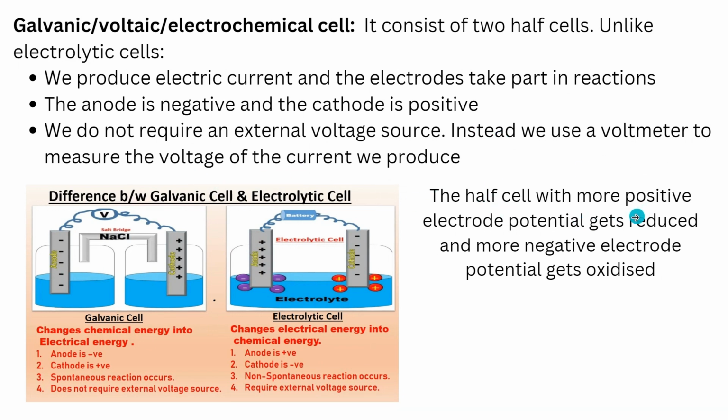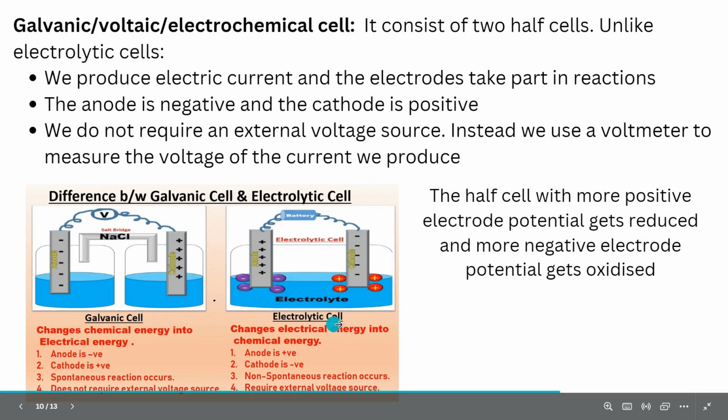The half cell with more positive electrode potential gets reduced and the more negative electrode potential gets oxidized. So the same principle as the electrolytic cell. The half cell with the more positive electrode potential gets reduced and the more negative electrode potential gets oxidized. You need to remember this fact for both an electrochemical cell and an electrolytic cell.